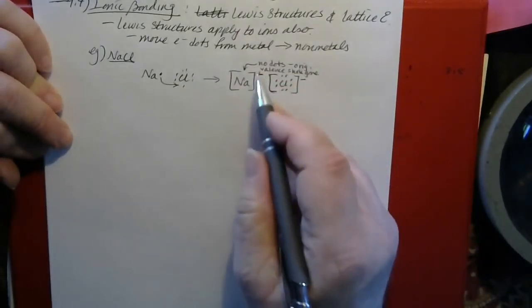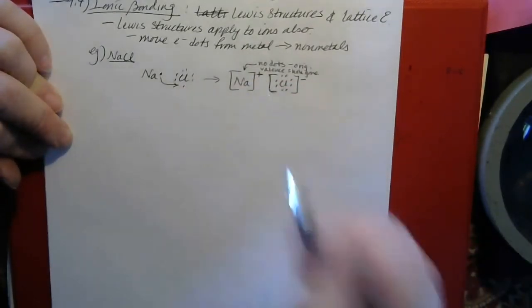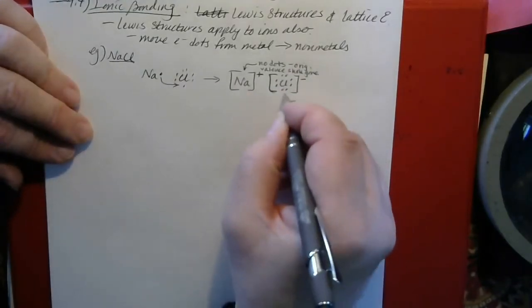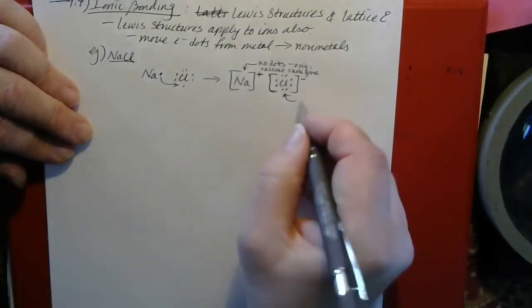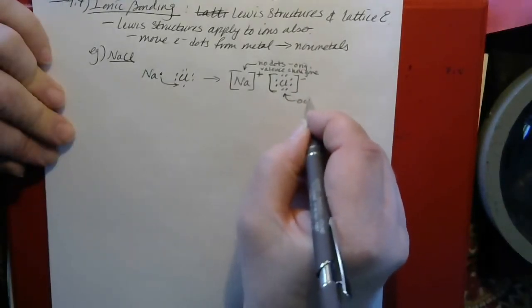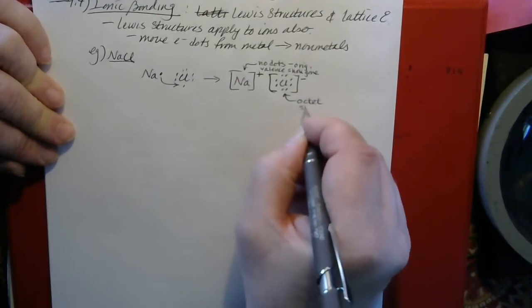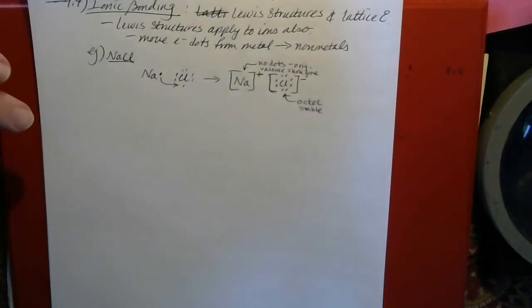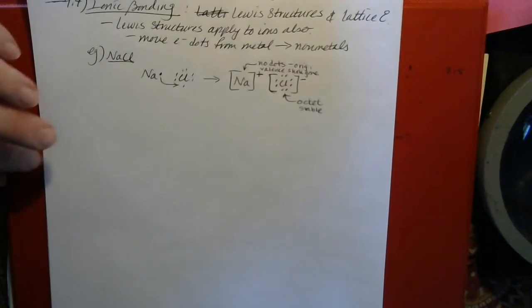Okay, and so now you can see because of the plus and the minus, these two ions are attracted to each other, and that would be an ionic bond. And chlorine has an octet of valence electrons around it now, and that makes it stable.